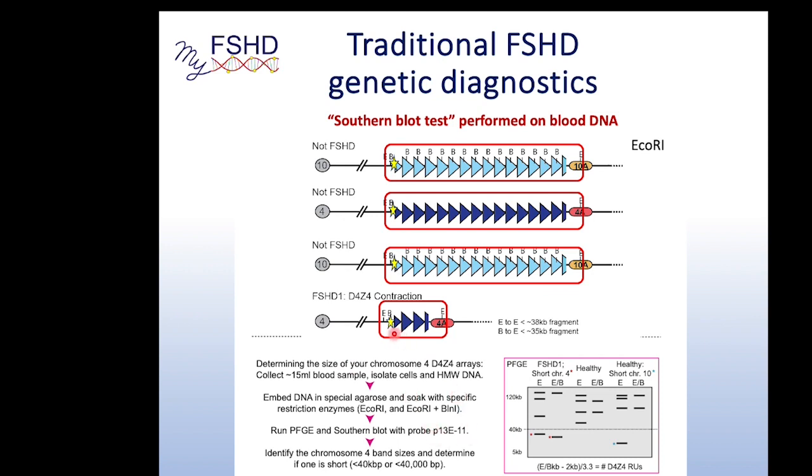You had to find something that was unique in the genome that's only going to pick up these 4 arrays, and that's what this probe does, P13E11. You radiolabel it, okay? And so you have your EcoRI fragments radiolabeled.